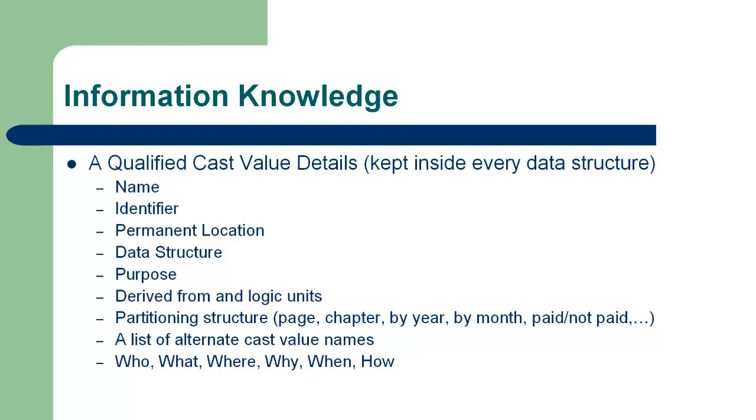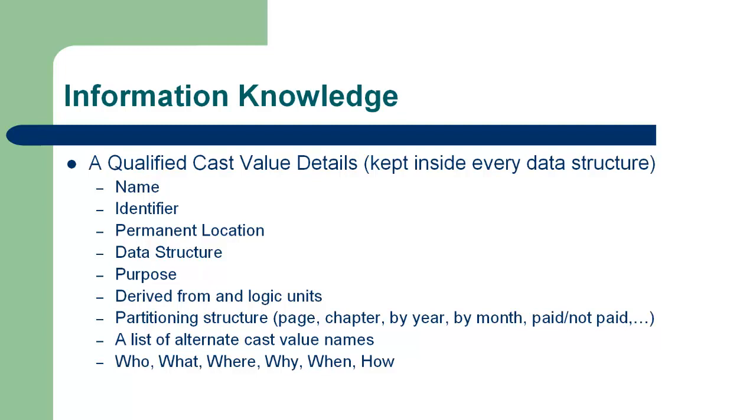We want to know the purpose of the information, maybe the accuracy, and we want to know how this information was derived. Was it put in by humans? Was it a sublist of an employee table? And we want to know the partitioning structures, which is again the page or the chapter, by the year, the month, whether it's paid or not paid, all these partitioning structures we want to take advantage of. And this is speed. This is pure speed. If I can have better access to my information without me working for it, that's what we want in our information knowledge.